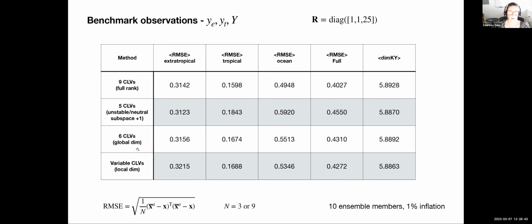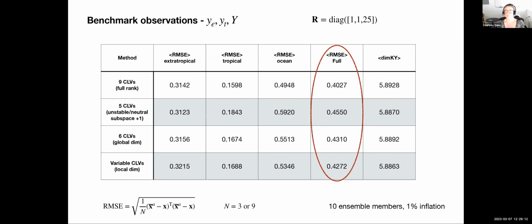And then we used 6, which was our global dimension, right? The value of our global dimension. And then we also did the methods where we use this variable throughout the DA, where you're utilizing the local dimension. And the main thing I wanted to focus on here are the values in this RMSE full, so the average RMSE of the whole system, right?